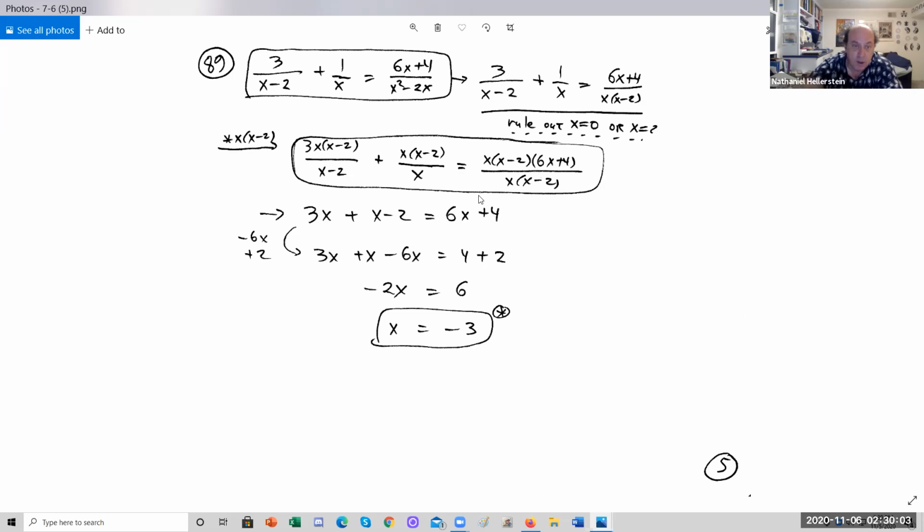All right, so move the 6x to the left by subtracting it from both sides. Move the 2 to the right by adding it to both sides. You get 3x plus x minus 6x equals 4 plus 2. This simplifies to negative 2x equals 4. Divided by negative 2, you get x equals negative 3. This is a solution, and since it's neither 0 nor 2, it's a valid solution.